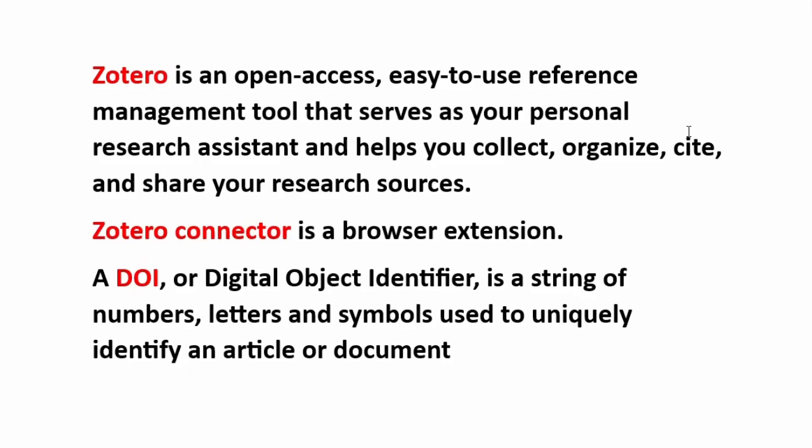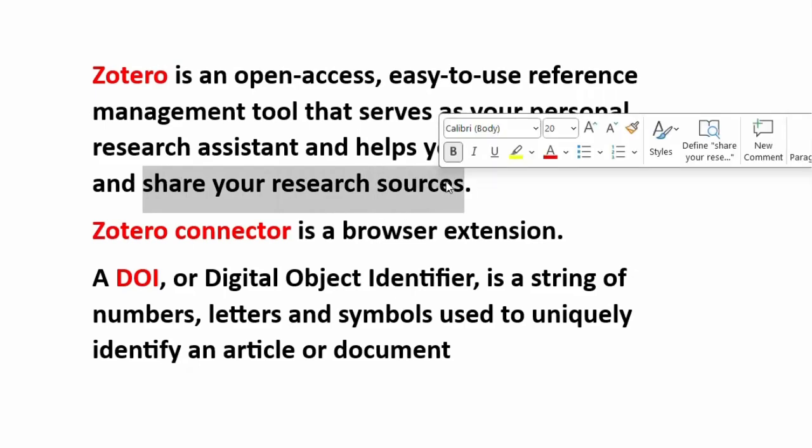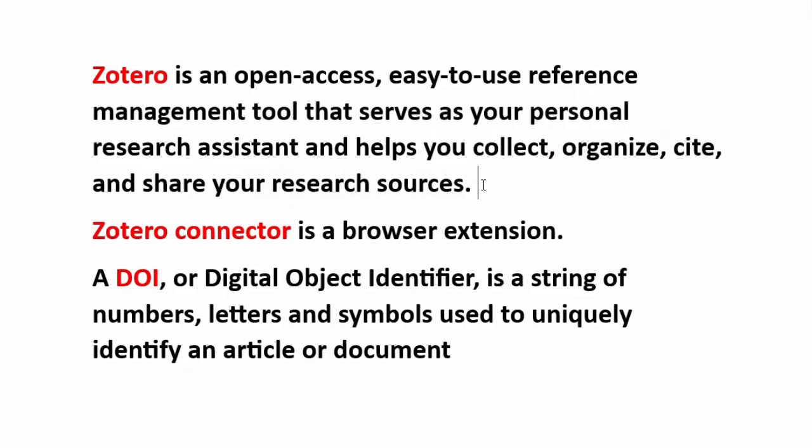Before we start the tutorial, like how to use Zotero for referencing, for in-text citation, for creating a bibliography in Word, we need to know a few things about Zotero. What is Zotero connector, and what is DOI? Zotero is basically an open access, easy to use reference management tool that serves as your personal research assistant and helps you collect, organize, cite, and share your research sources. So basically, it is a referencing tool.